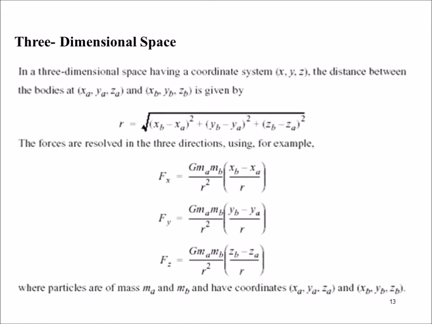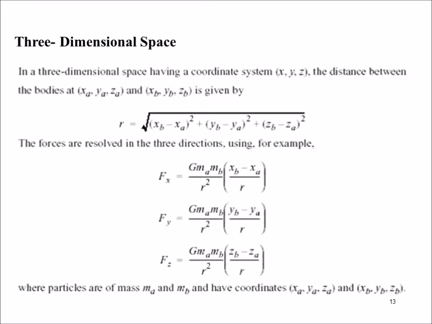For a normal three-dimensional space using an XYZ coordinate system, the distance between two bodies A and B is given by this formula. R is the square root of (xb minus xa) squared plus (yb minus ya) squared plus (zb minus za) squared. Each of the directions of the force is given by these formulas.